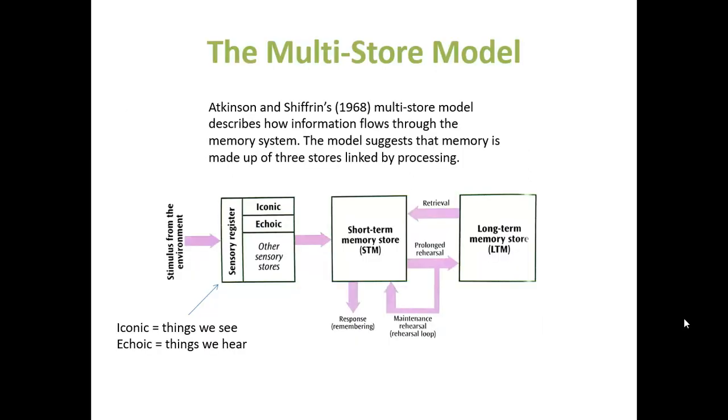Okay, the multi-store model. Now, this is an explanation of memory as a model. It shows how information goes through the memory system. It shows information as three separate processes. So you've got sensory memory, you've got short-term memory, and you have long-term memory. You sometimes have a question where it asks you to describe the model. You can annotate a diagram and get your AO1 marks for describing.